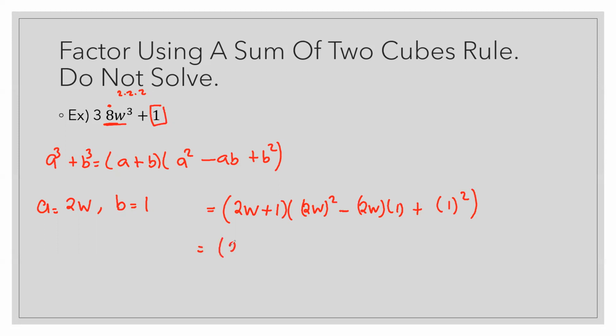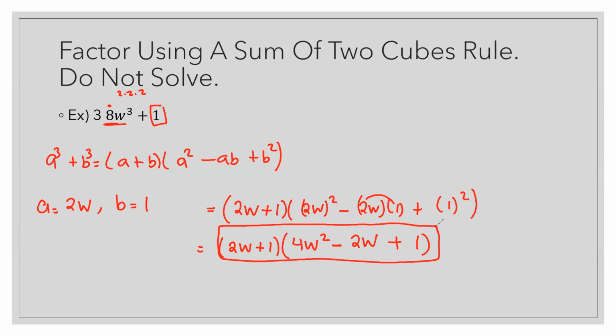So that's 2w plus 1, and then 2w squared is 4w squared, minus 2w times 1, that's 2w, plus 1 squared is 1. Okay, so that is your final answer, and go ahead and pause to write down the work.